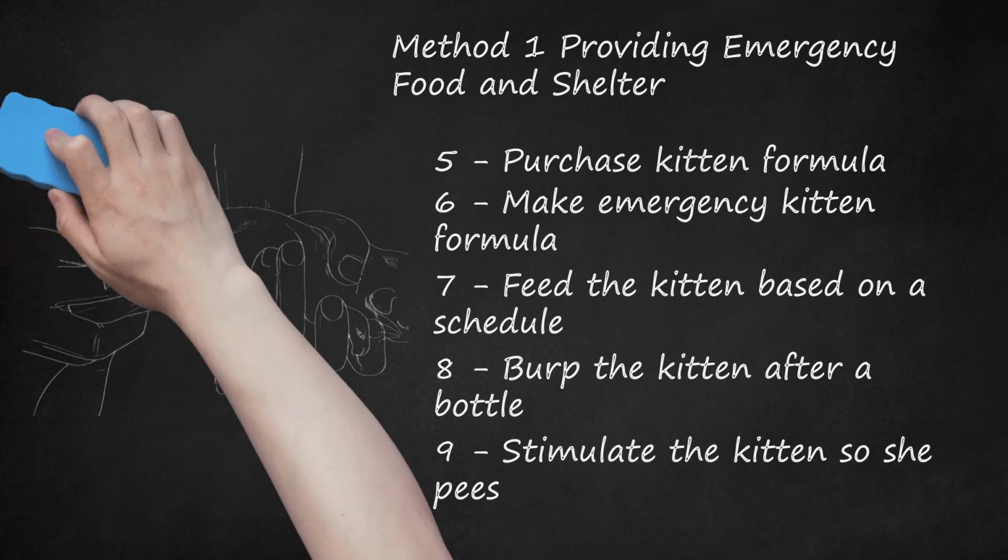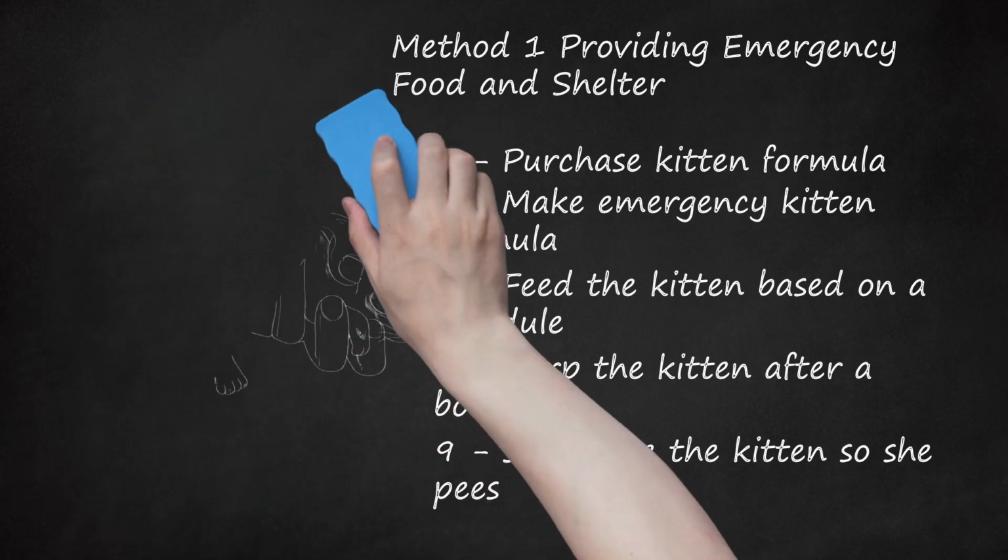While they're only drinking formula, a kitten's poo won't be solid or in normal poo shapes.